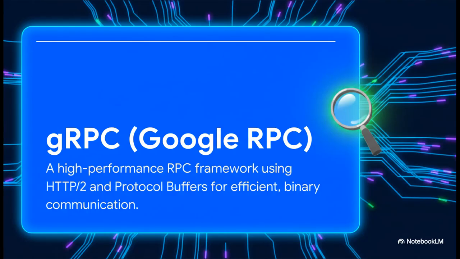gRPC basically takes the old rulebook and just throws it out the window. Forget text-based JSON. Forget the old HTTP/1.1 protocol. gRPC uses a super compact binary format and the way faster, more modern HTTP/2. It's less like sending a detailed letter back and forth, and more like your services are speaking a highly efficient, compressed language directly to each other.